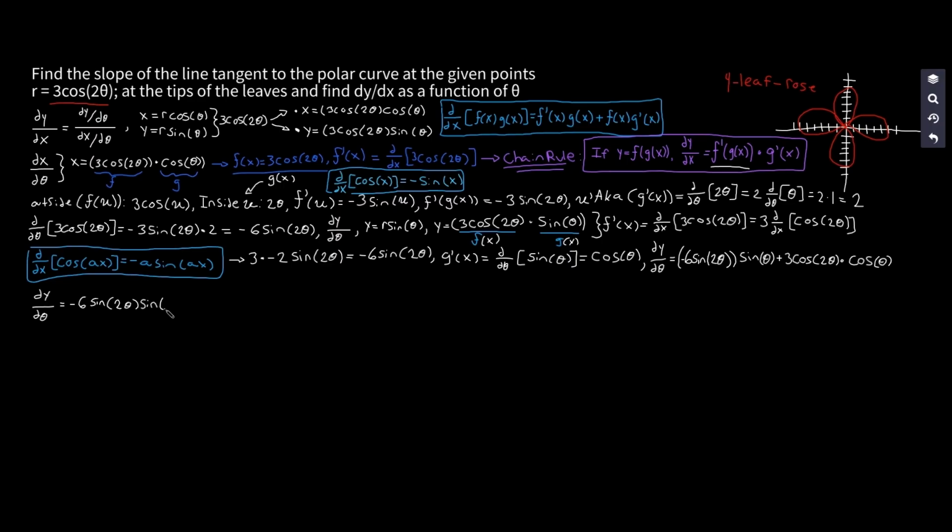times sine of theta plus 3 cosine of 2 theta times cosine of theta. And I screwed something up. I never plugged what we had back into the product rule, because this is a product rule application. Ah, gosh, I can't believe that's so messy. All right, it's okay. I'm not gonna dwell on it.